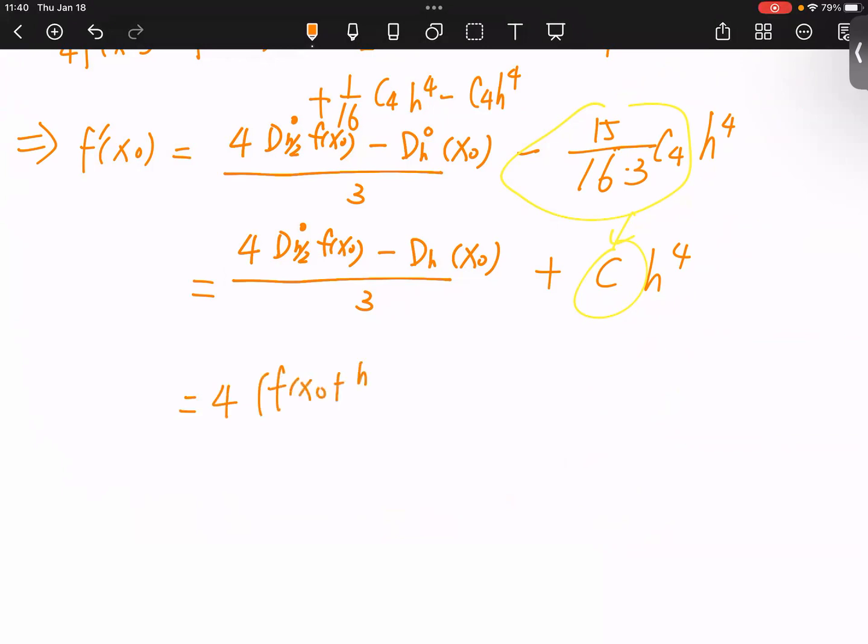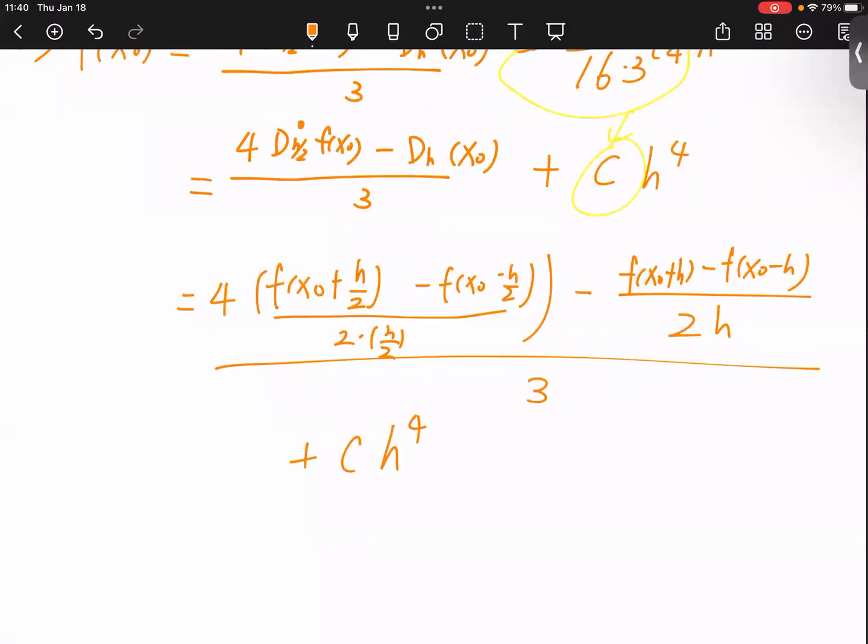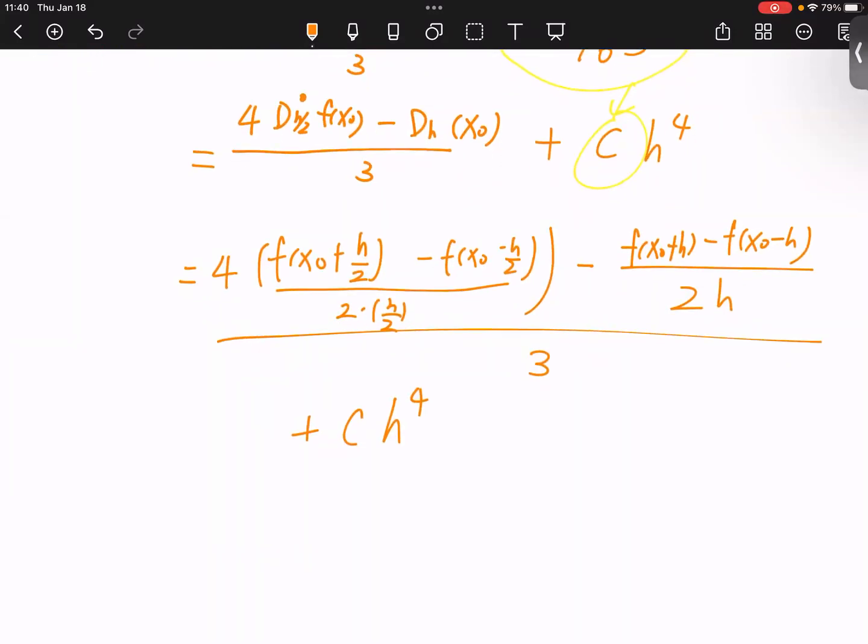data point. So we are just replacing the h with 1/2 h in the center difference formula, and divided by 2 of the step size 1/2 the h, and then minus the center difference formula, and then divide the whole thing by 3, and then the next thing is the error term. And this means that, let's take a look at the forward difference formula, where we just have one data point. We are using the x0 plus h or x0 minus h.